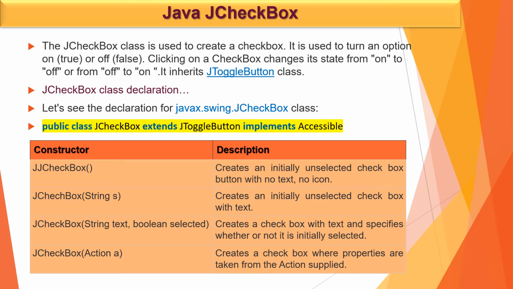The next constructor is JCheckbox(Action a). A is an argument, and that will create a checkbox where properties are taken from the action supplied. The action which we can take is that the checkbox is selected or deselected. So that action will be applied with the constructor.